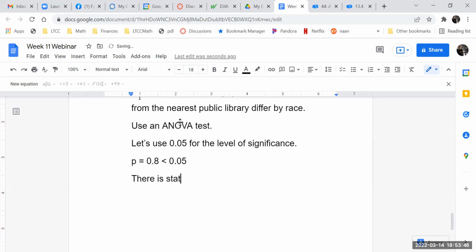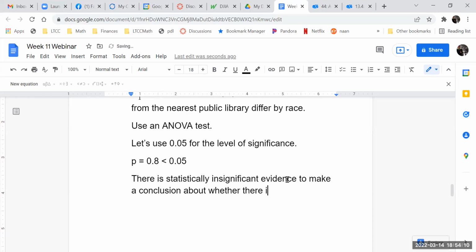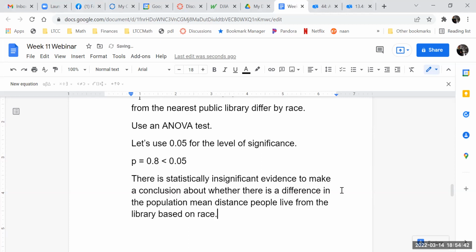So there is statistically insignificant evidence to make a conclusion about whether there is a difference in the population mean distance people live from the library based on race.